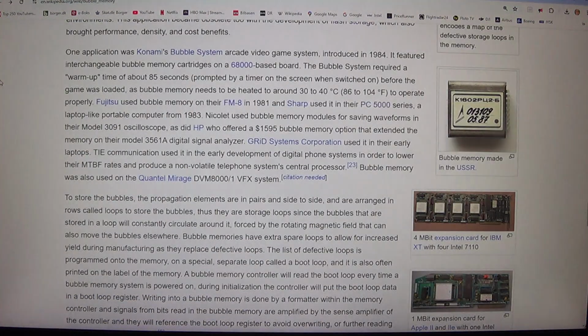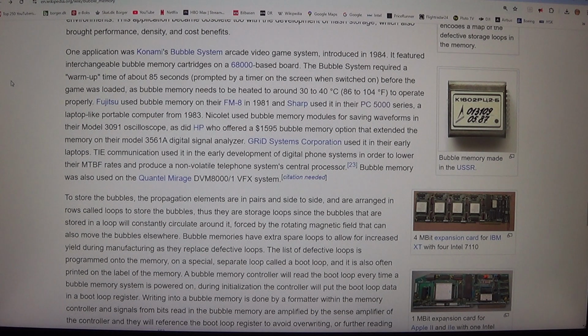The bubble system required a warm-up time of about 85 seconds, prompted by a timer on the screen when switched on, before the game was loaded, as bubble memory needs to be heated to around 30 to 40 degrees Celsius, 86 to 104 degrees Fahrenheit, to operate properly. Fujitsu used bubble memory on their FM8 in 1981, and Sharp used it in their PC 5000 series, a laptop-like portable computer from 1983.